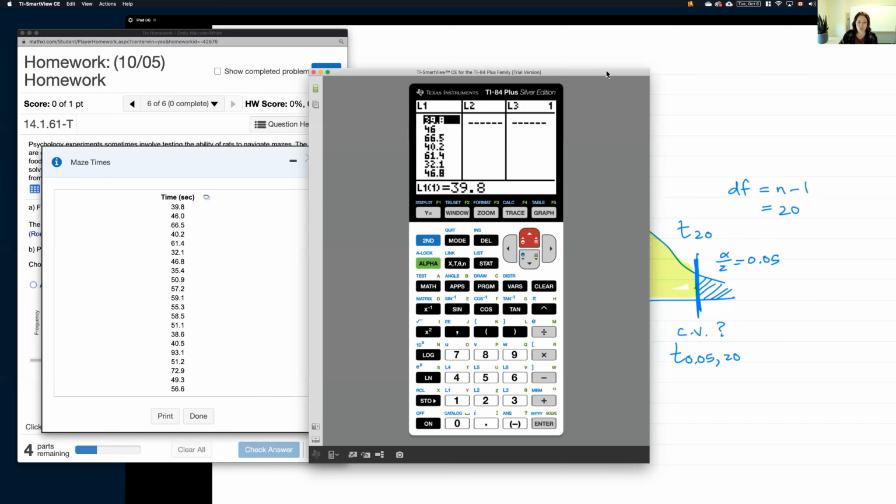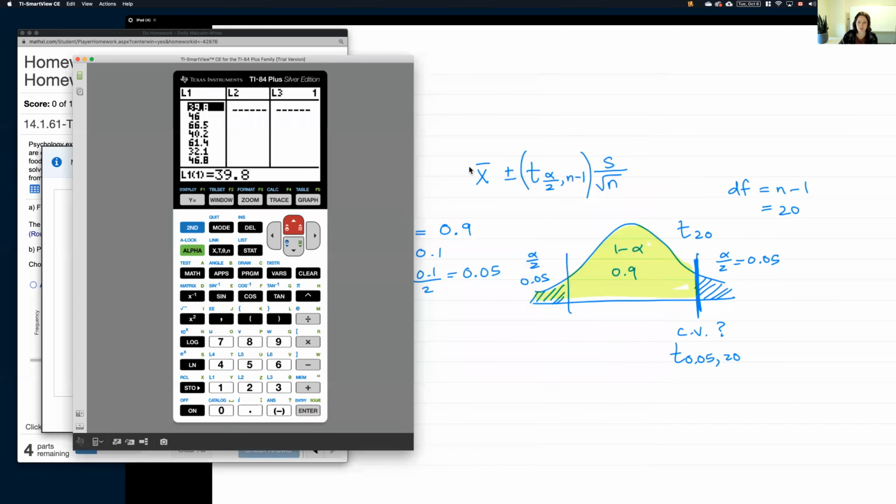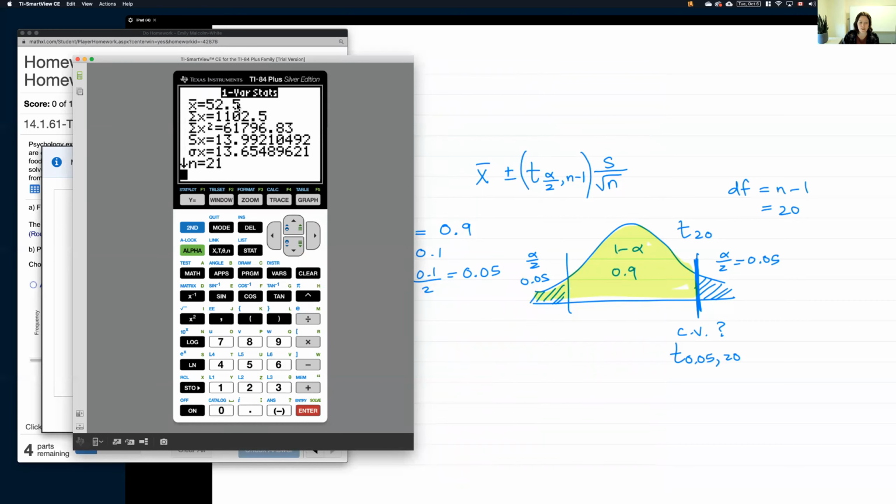Okay, so to remember to get your summary statistics, so to get X bar and S and N, we get that from one variable statistics. So press stat and then over to calculate and then 1 for one variable statistics. Okay, and press calculate. It should spit out lots of different things, but you should make note of these somewhere on your page. So hopefully you've got some paper somewhere. So X bar is 52.5.